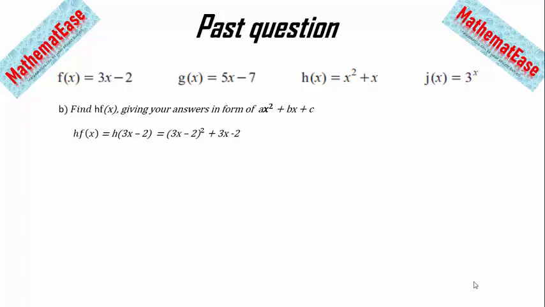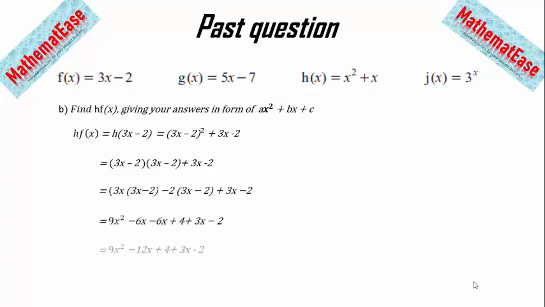Now, I will have (3x minus 2) all squared plus 3x minus 2. Then I will simplify. By the time I simplify this one, that (3x minus 2) squared will give me 9x squared minus 12x plus 4, plus 3x minus 2. If I try to simplify this answer, it will give me 9x squared minus 9x plus 2.